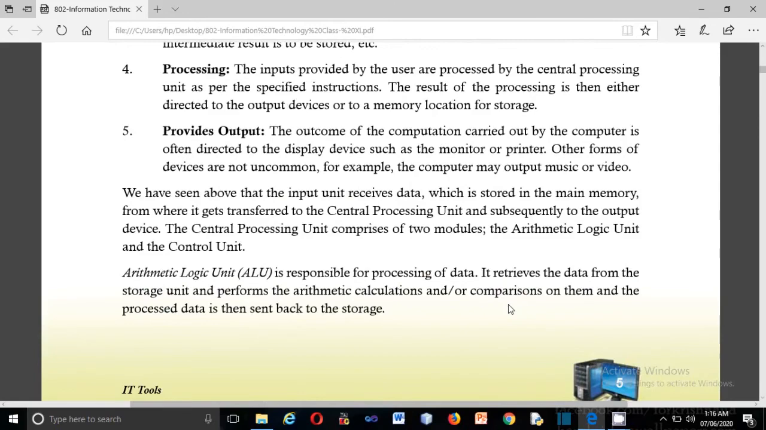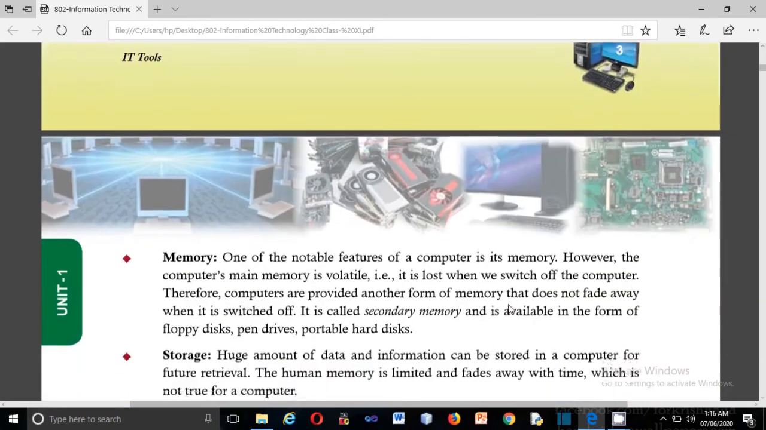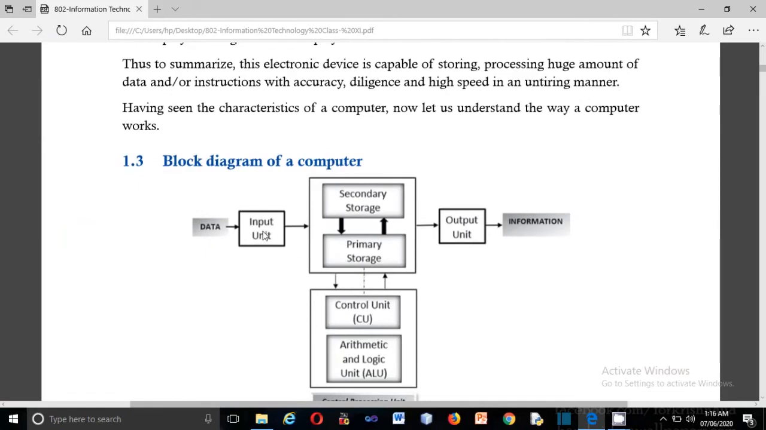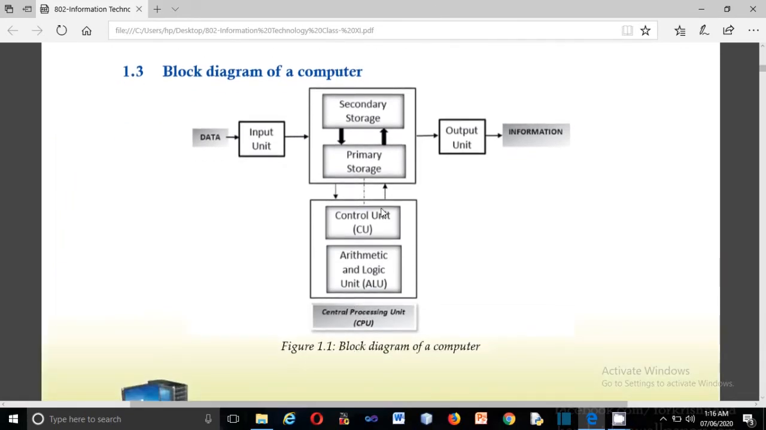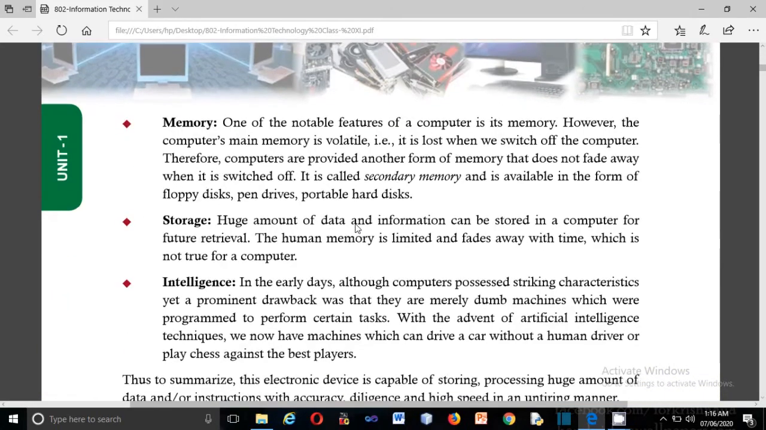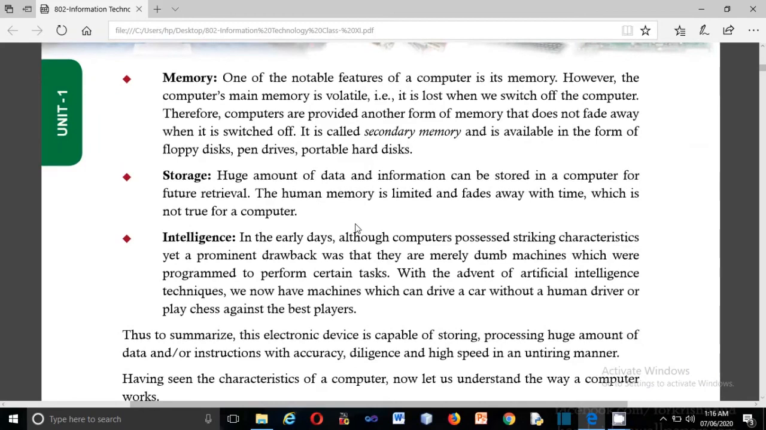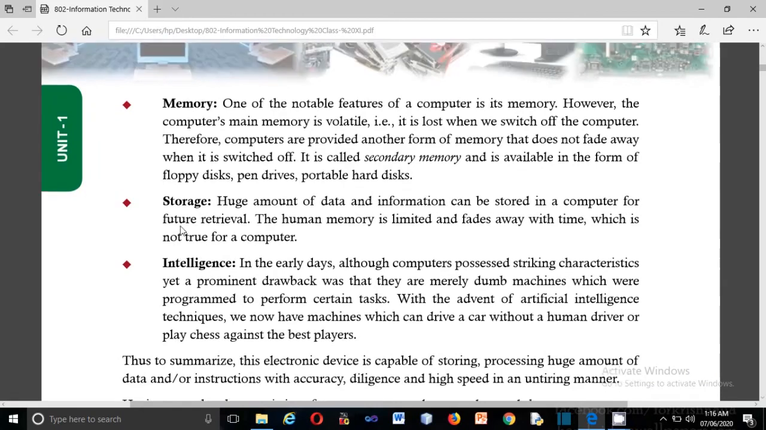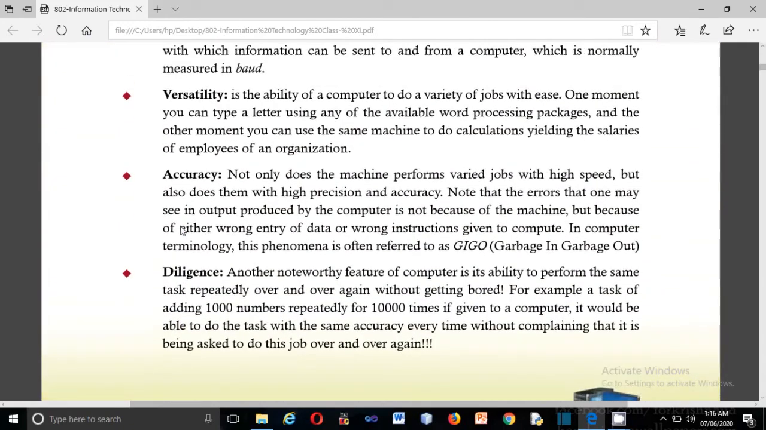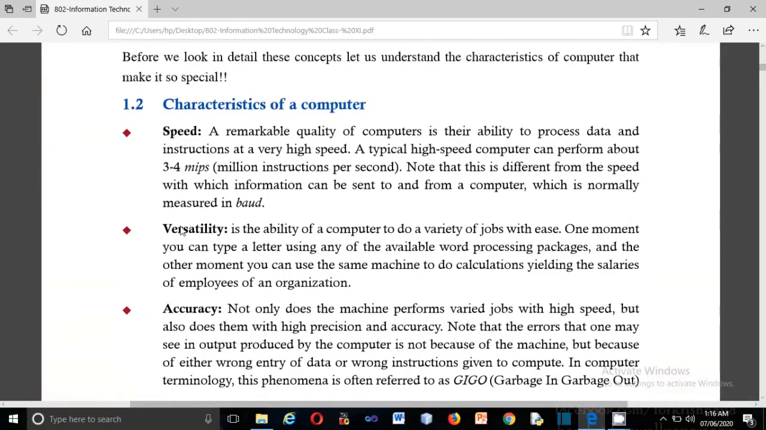So in this video tutorial we have discussed the block diagram of the computer, which is divided into four categories. First is the input, second is the storage, third is the output, and fourth is the CPU. The CPU has some features inside it, like the CU, the control unit, and the arithmetic logical unit. We have already discussed the characteristics of the computer: intelligence, storage, memory, diligence, accuracy, versatility, and speed.